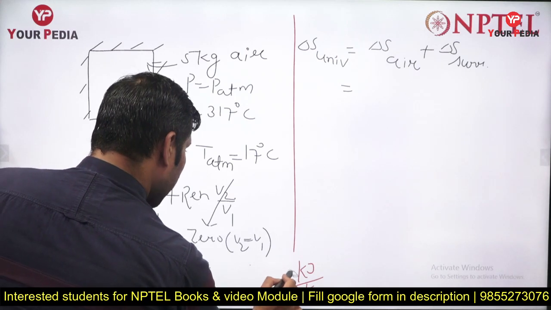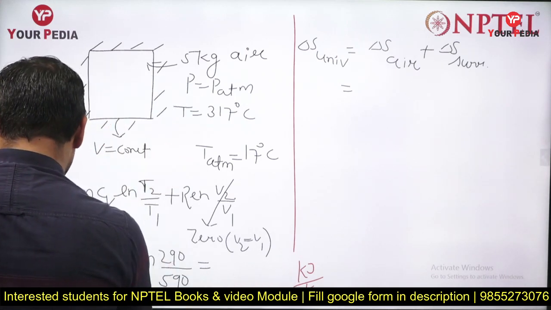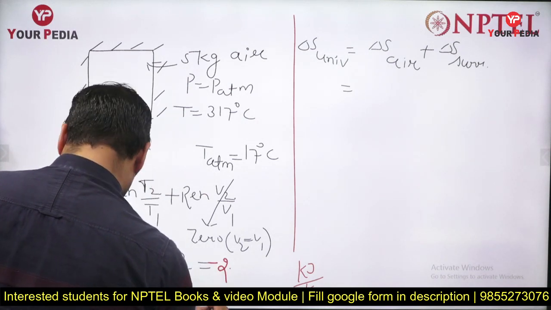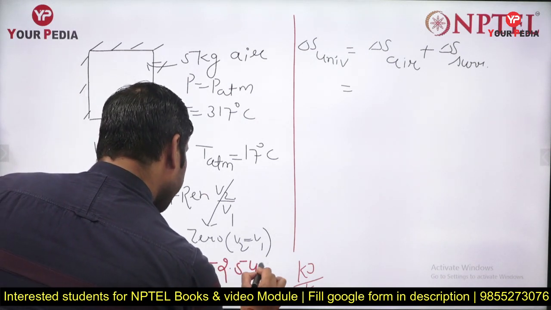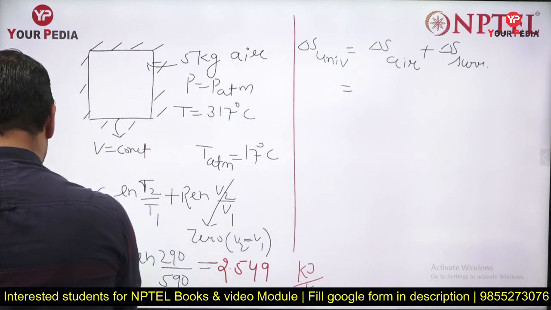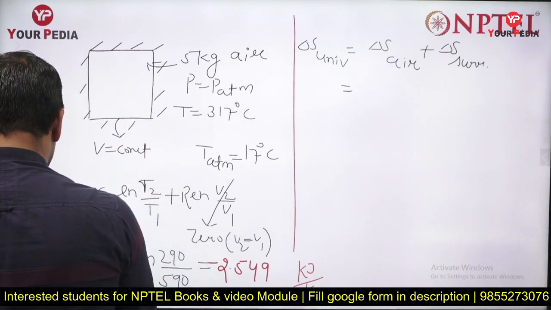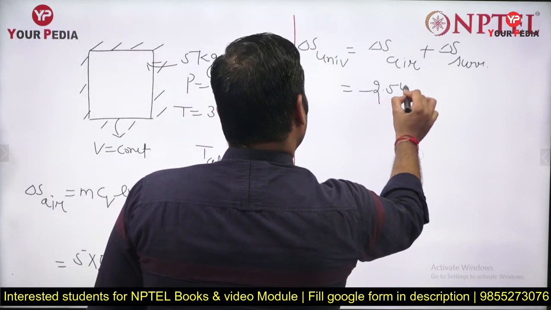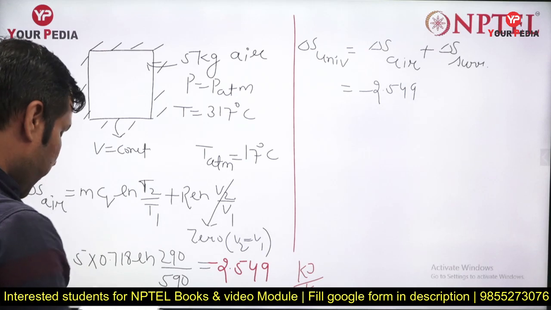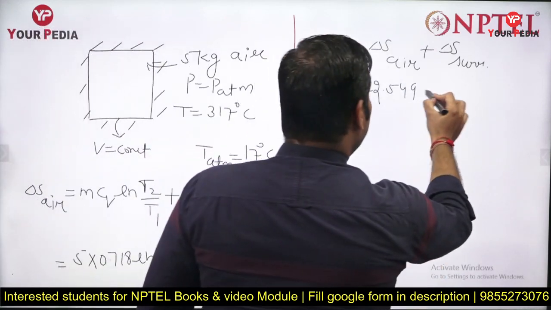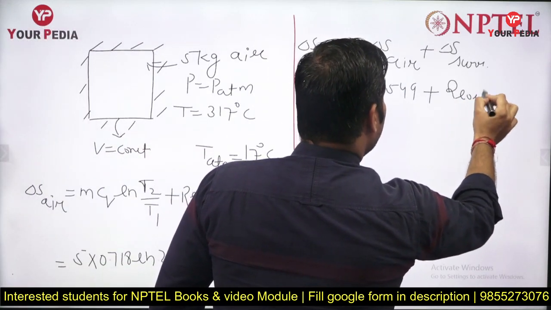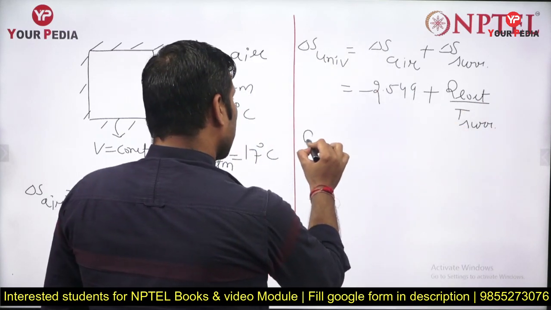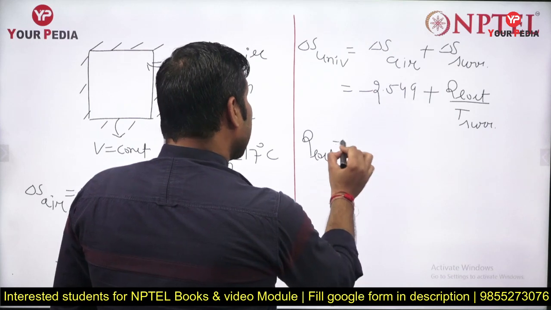Okay, so let me write it here. This value will come out minus 2.549 kilojoule per Kelvin. Let's see, so minus 2.549 plus how much is the heat lost? Q lost divided by temperature of the surrounding. Okay, so guys, how much is Q lost? How much heat the air is losing?